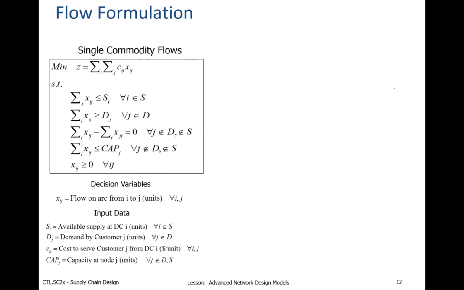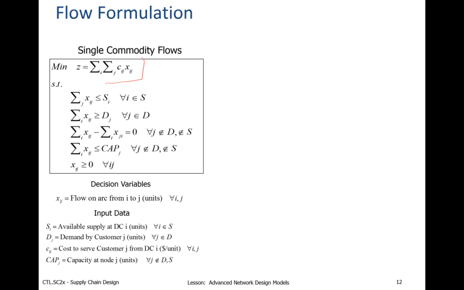Here is the single commodity flow formulation you should be very comfortable with. I've got my objective function that I'm minimizing for all my costs for moving a product from i to j. So I have just variable costs here. There's no fixed costs in this model yet. We could add them in, but we're not going to. We're going to keep it simple here.